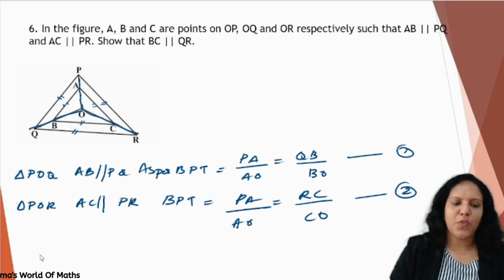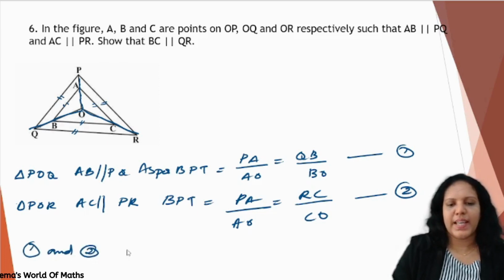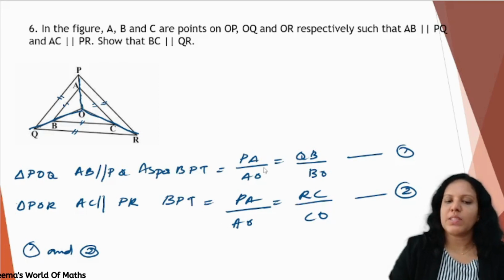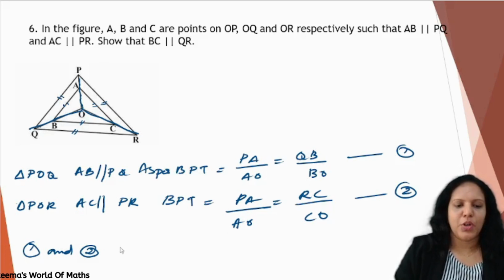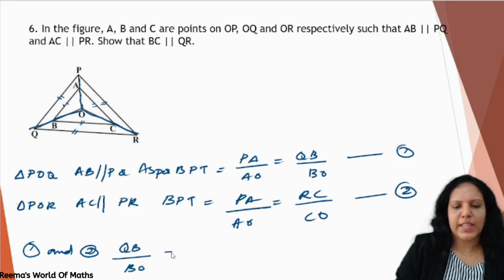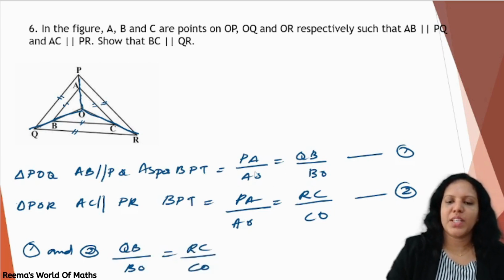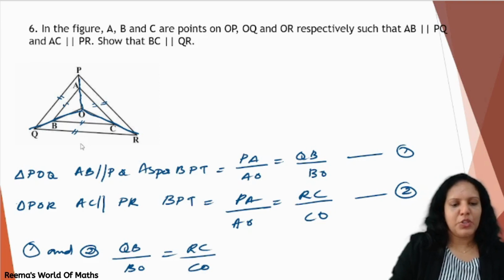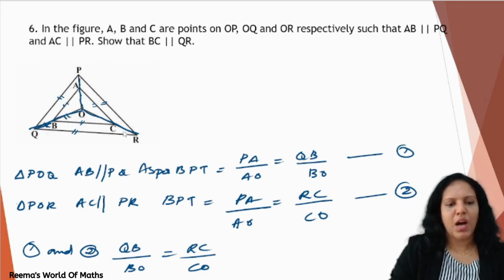So from equation 1 and 2, we can say PA by AO is the same, so that is QB by BO equals RC by CO. QB by BO is equal to RC by CO, which is from equation 1 and 2.